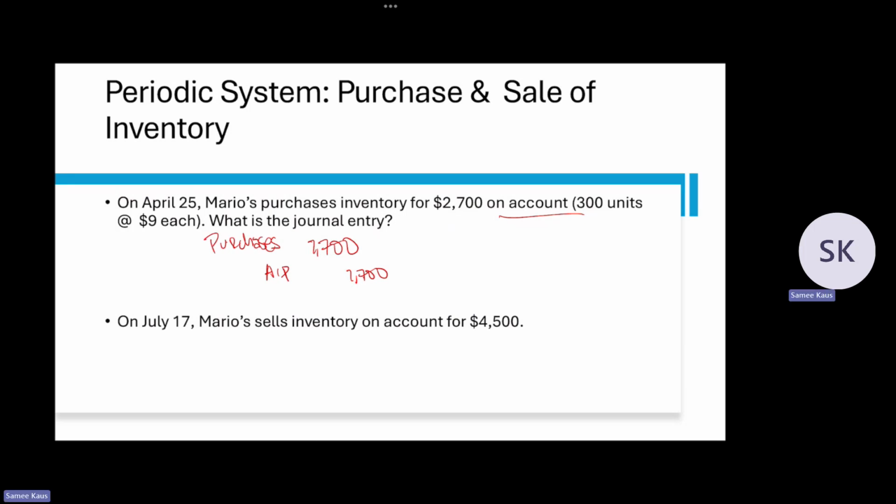When I sell inventory on account for 4,500, notice a customer's promising to pay me later. I have an unconditional right to receive that. I have accounts receivable of 4,500, and I get to recognize my sales revenue because I have earned that. Do I have a journal entry for cost of goods sold? Do I need to update my inventory balance? Well, no, I don't. I have no journal entry for COGS under a periodic system, because at the end of the period I will adjust that balance. I don't have a journal entry for it at this point.